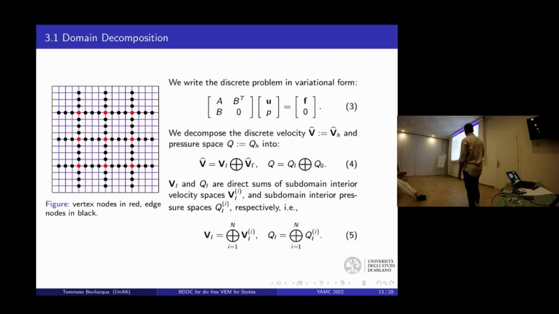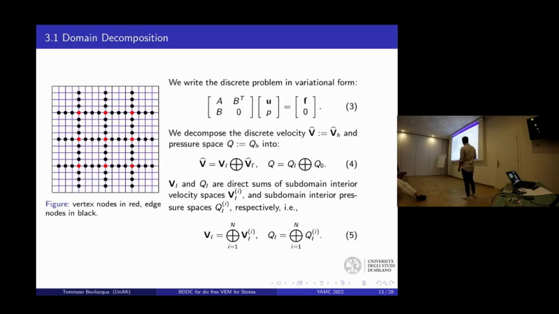We have the linear system that arises from the discrete problem, and we split our domain into some non-overlapping subdomains. We have to decompose the velocity space, which from now on we denote with the underscore h, since we will always talk about the discrete space. The velocity space is split into two components: the space VI, made by functions that live on each subdomain, and the space V gamma hat, made by functions that live on the interface of the subdomains.